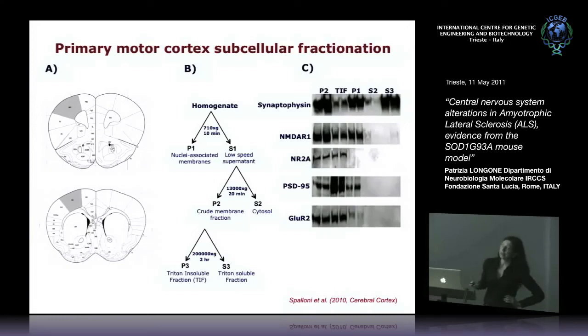Then, after a series of centrifugations, we collected and used the P2 fraction, which is the crude membrane fraction and contains the pre- and post-synaptic compartments, and the Triton-insoluble fraction, TIF, which is the enriched post-synaptic fraction. Here is a Western blot analysis of the purity of our preparation. Synaptophysin is a typical pre-synaptic protein. It is enriched in the P2 and less present in the TIF. PSD95 is a typical post-synaptic protein. It is enriched in the TIF and less present in the P2.